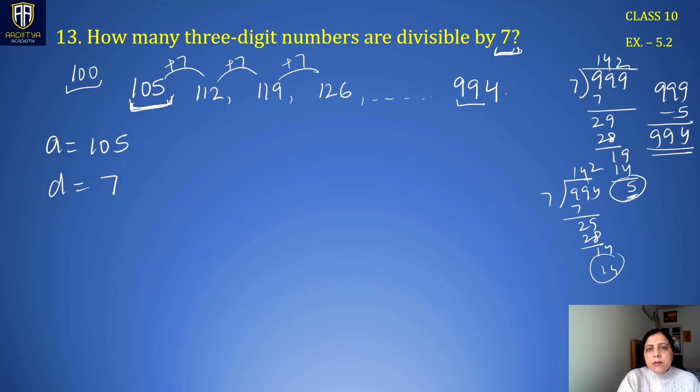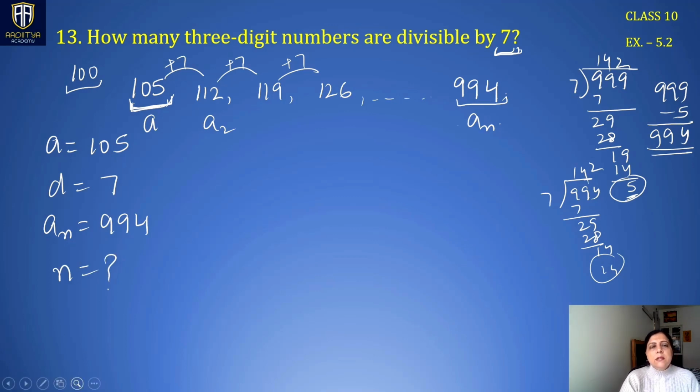Right? This is your A1, which is A, A2, and AN is this. Again, AN is given to you now. The value of AN is 994 and you have to find how many numbers are there in this sequence. So N is to be calculated in this question.